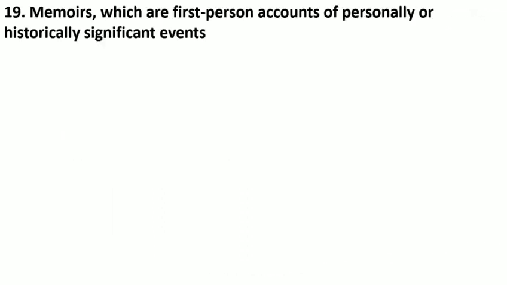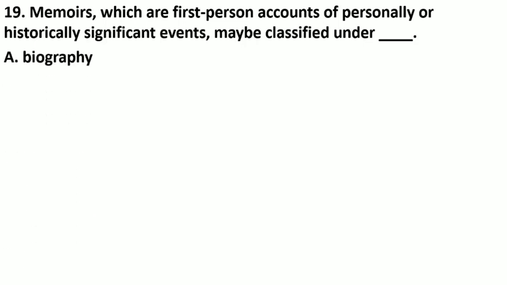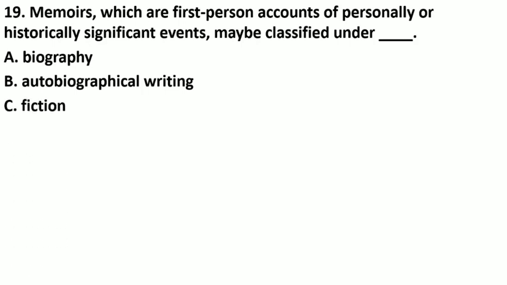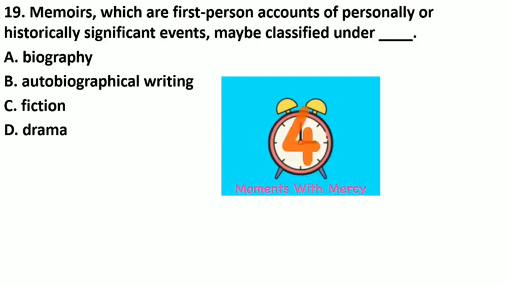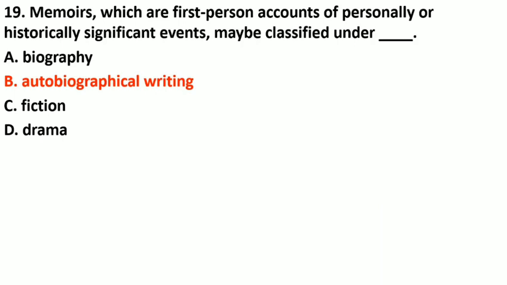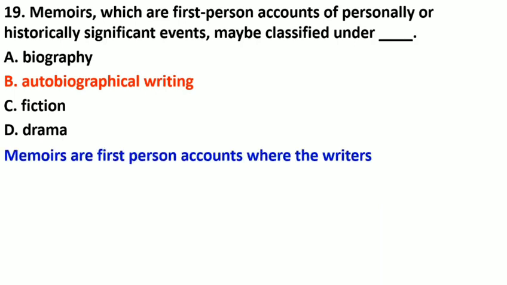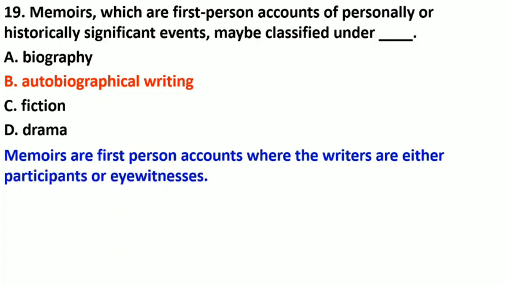Next, memoirs, which are first-person accounts of personally or historically significant events, may be classified under A. Biography. B. Autobiographical writing. C. Fiction. D. Drama. Alright, the correct answer here is option B. Autobiographical writing. Memoirs are first-person accounts where the writers are either participants or eyewitnesses.